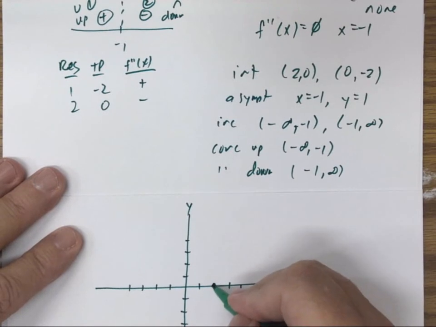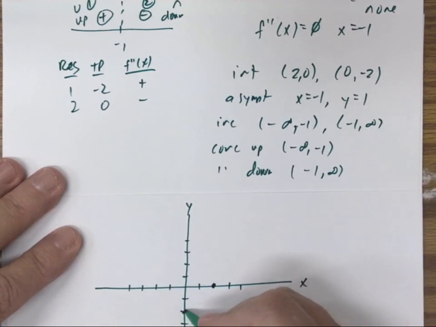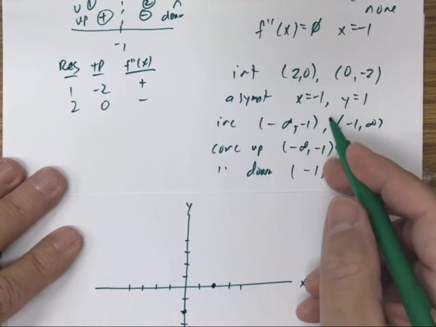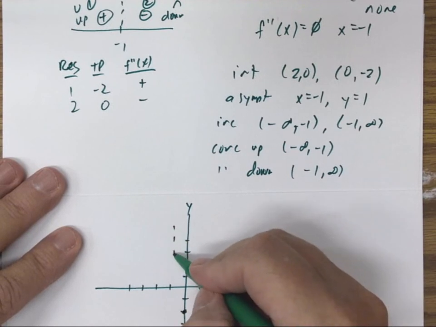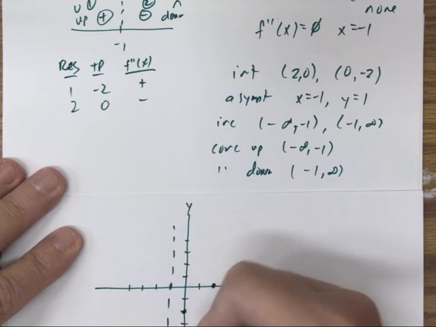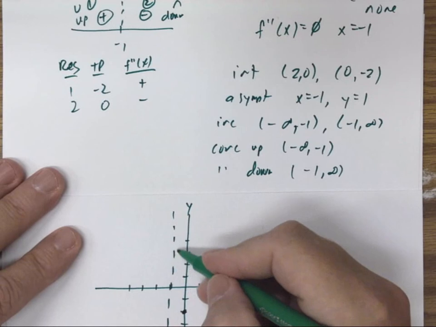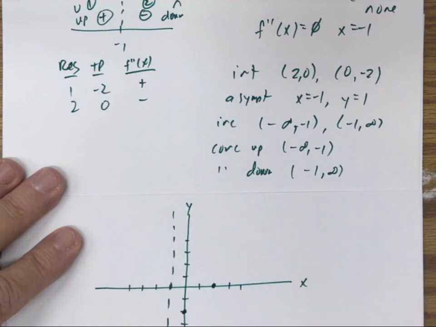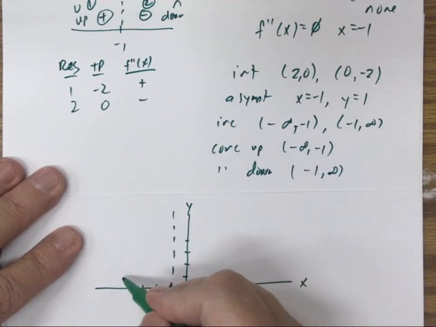Intercept 2, 0, 0, -2, asymptote x equals -1. So this is where the graph cannot cross or touch this asymptote. We also have an asymptote of y equals 1.